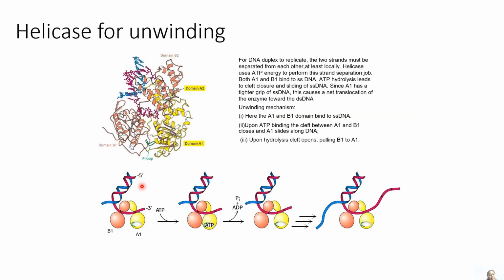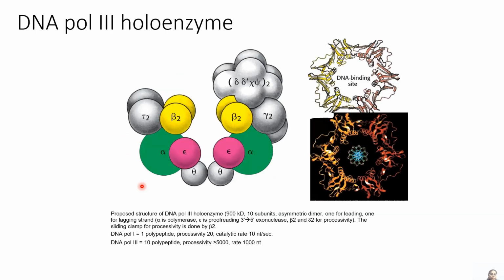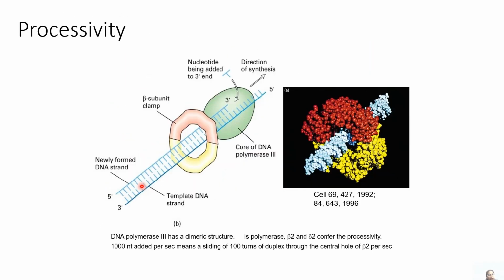For a DNA duplex to replicate, the two strands must be separated from each other, at least locally. Helicase will use ATP energy to perform this strand separation job. Both A1 and B1 will bind to single-stranded DNA. ATP hydrolysis leads to cleft closure and sliding of single-stranded DNA. Since A1 has a tighter grip on ssDNA, this causes a net translocation of the enzyme towards the double-stranded DNA. We'll not go into too much detail.